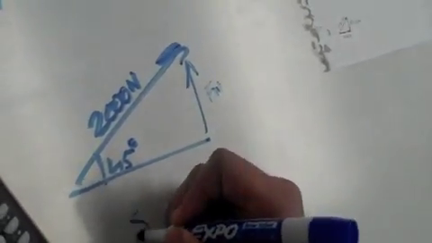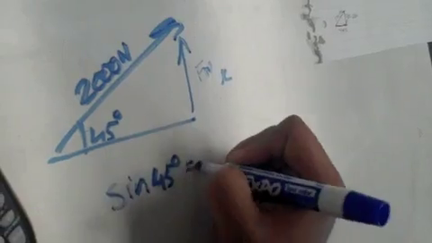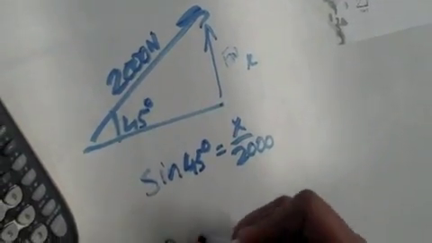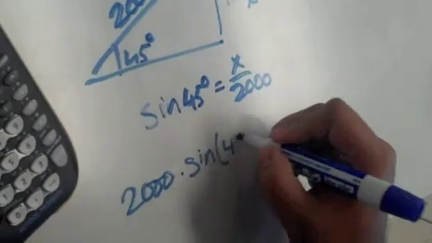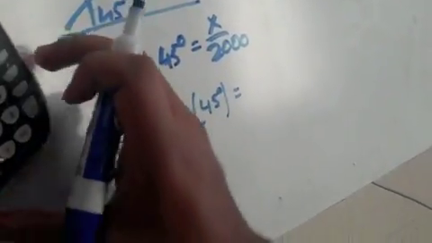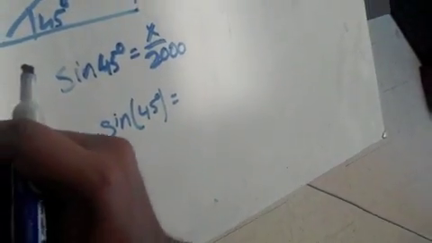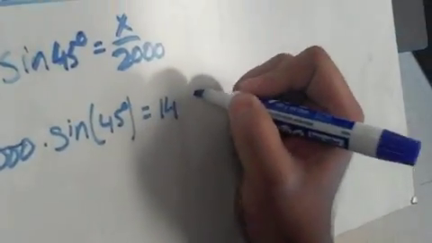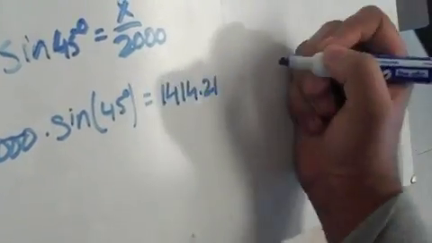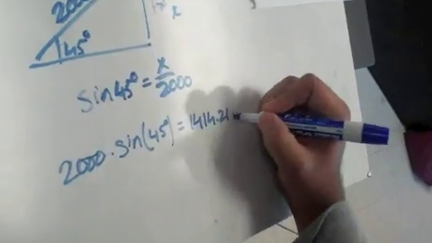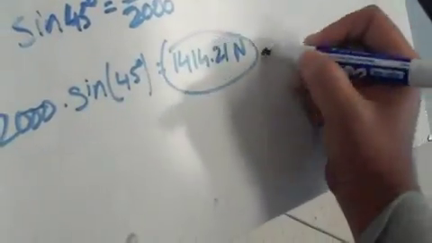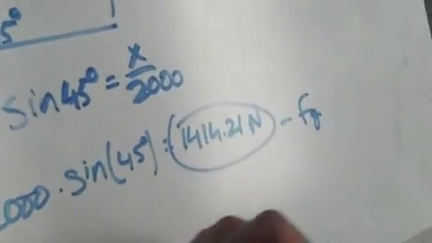So the sine of 45, let's give this value x. The sine of 45 degrees equals x over 2,000. So if we do 2,000 times the sine of 45, we will get what x is. So 2,000 times the sine of 45, and that is 14.21 newtons.